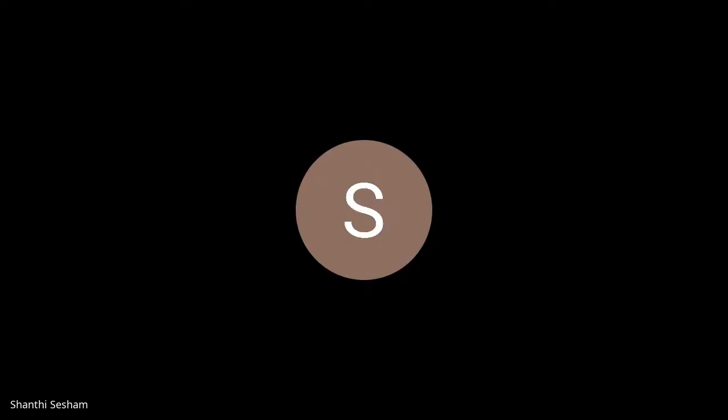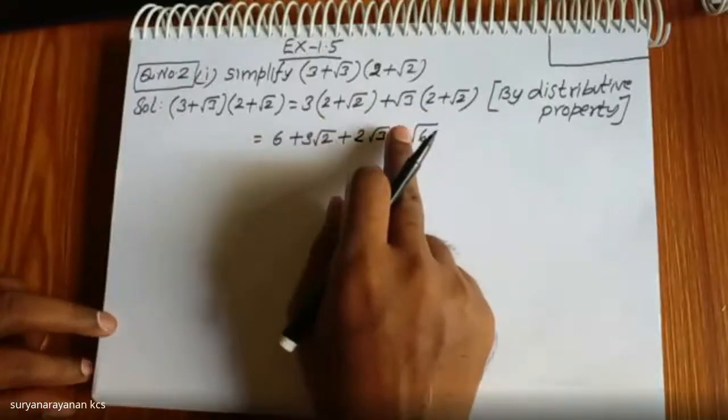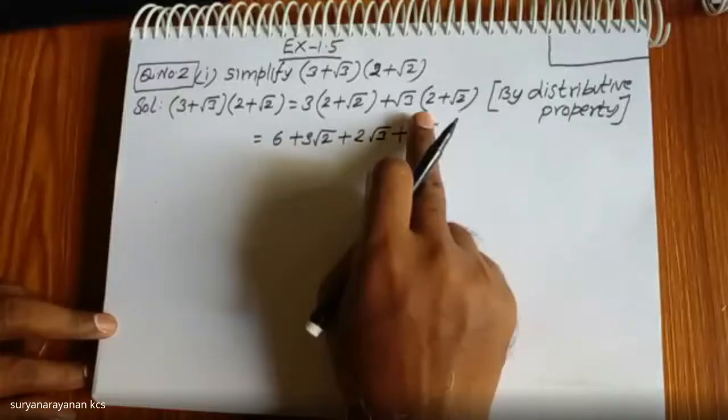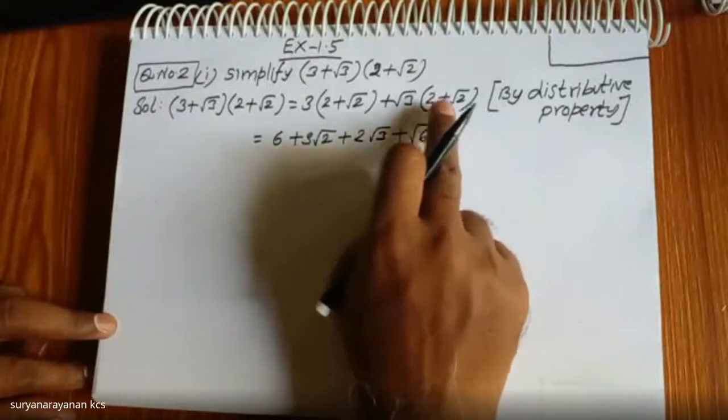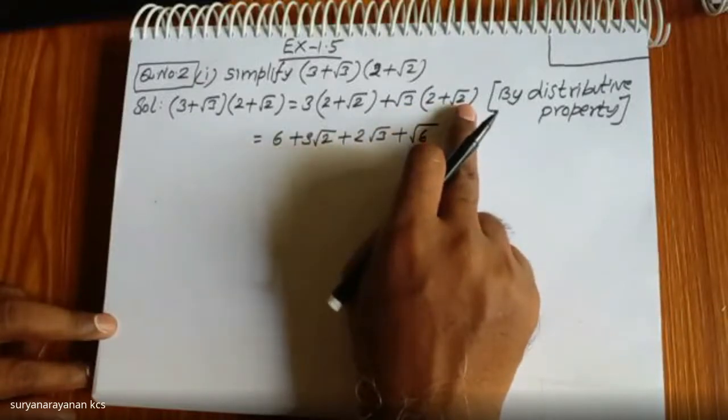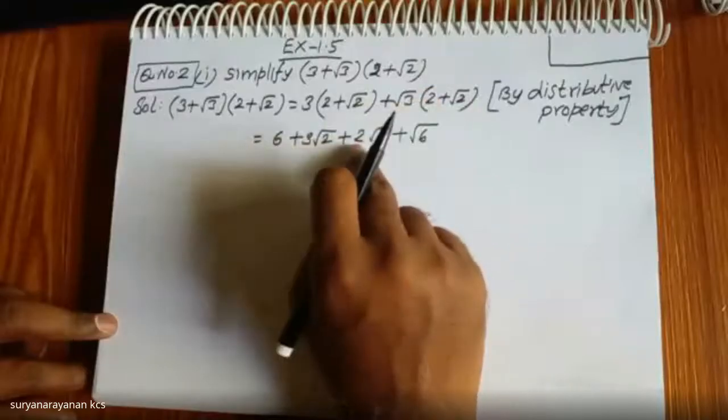Sir, if it is root 3 plus root 3, then what will be the answer, sir? Root 3 plus root 3? Then you get 3 root 3... Okay, sir. Okay, sir.